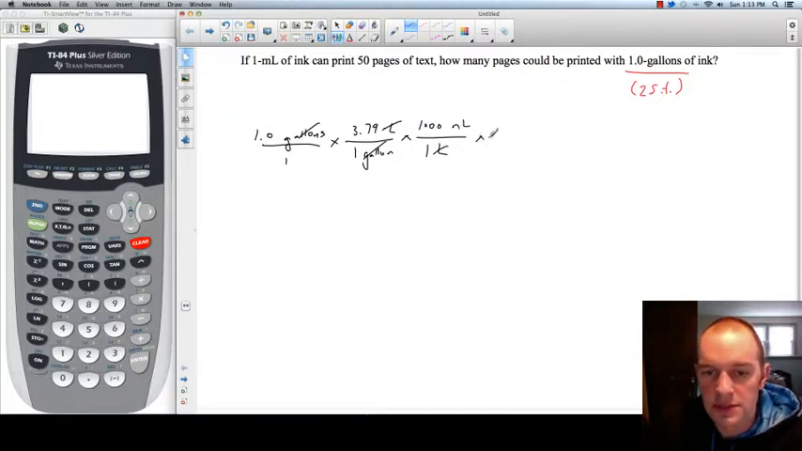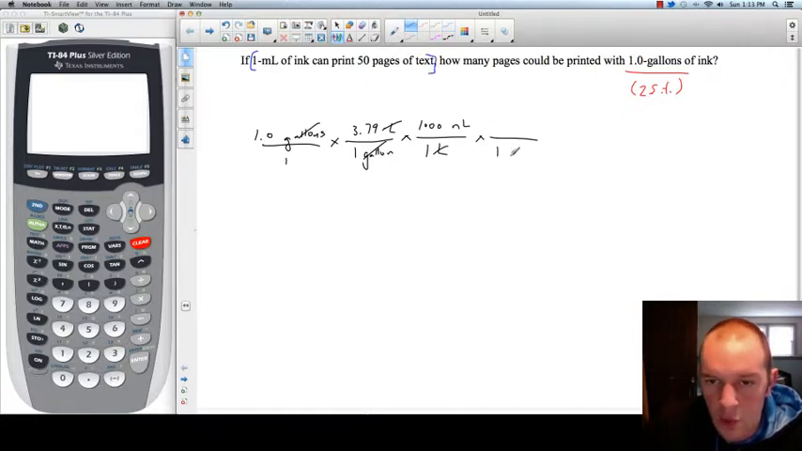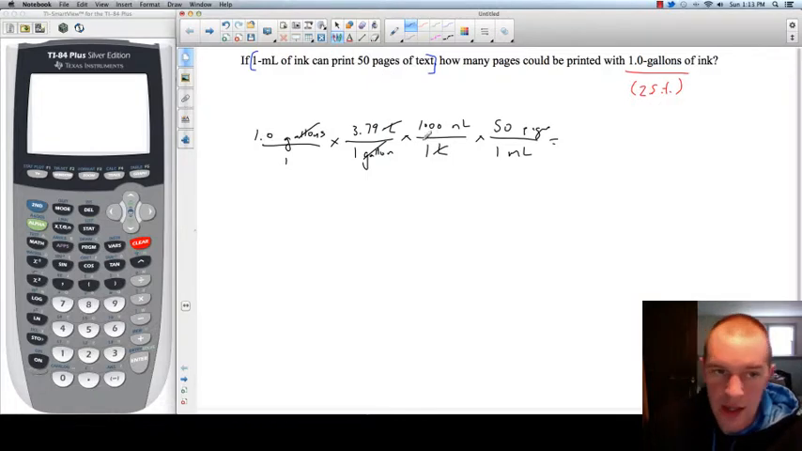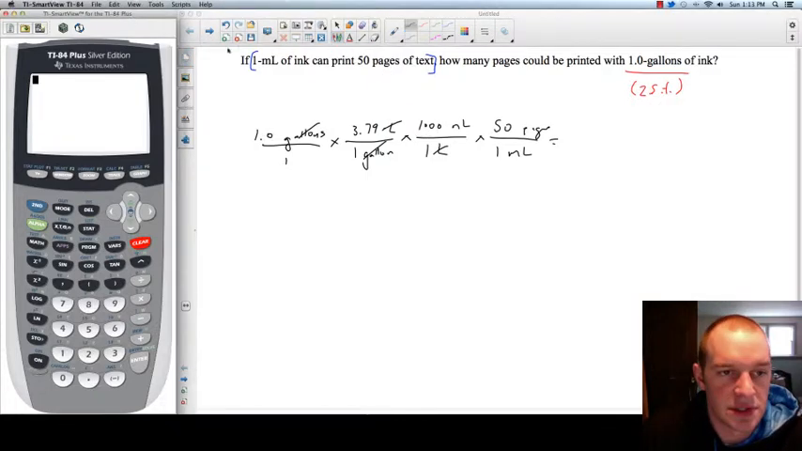You're left with milliliters. And now we can go back up here when we realize that 1 milliliter is worth 50 pages of text. Okay, we can come back here to recognize that for every 1 milliliter, we're going to have 50 pages that we can go ahead and print out. Okay, so now we can go over to our calculator and we can figure out what this actually is going to work out to be.